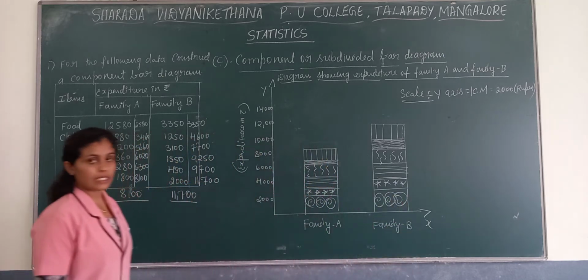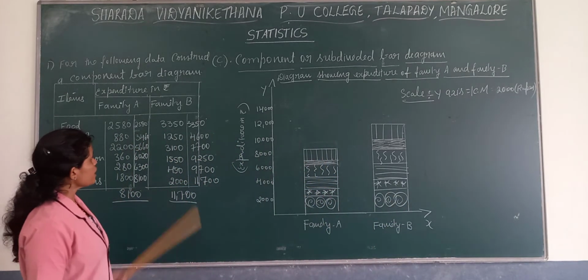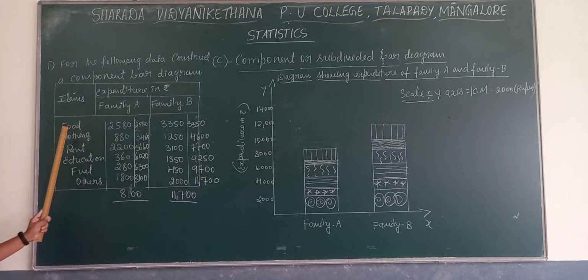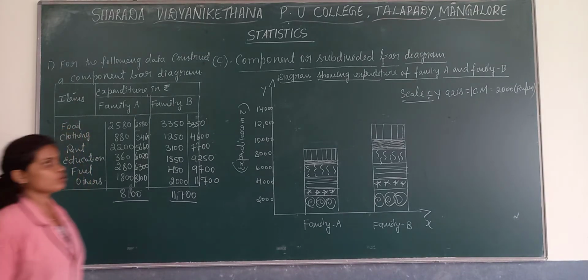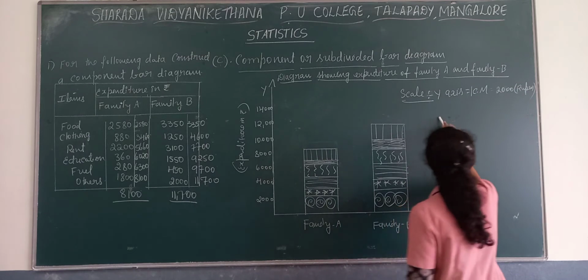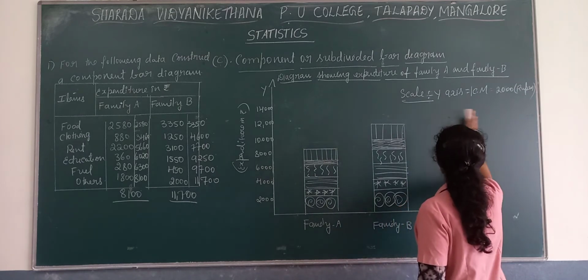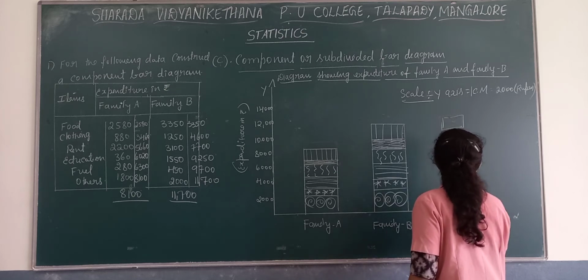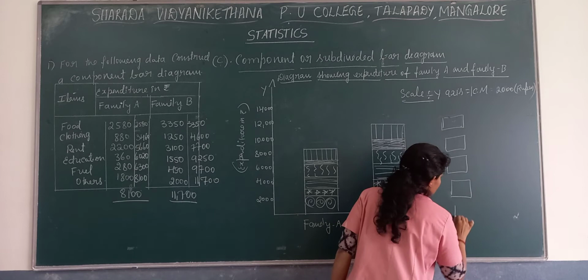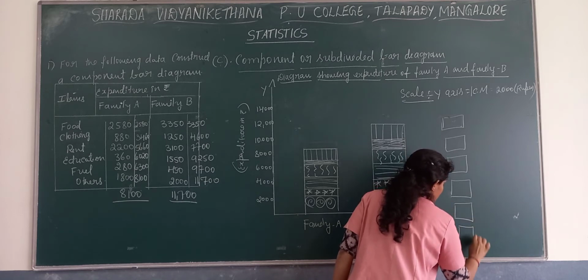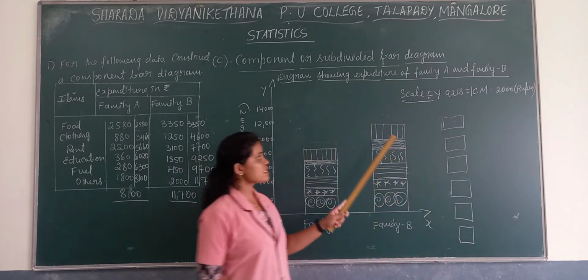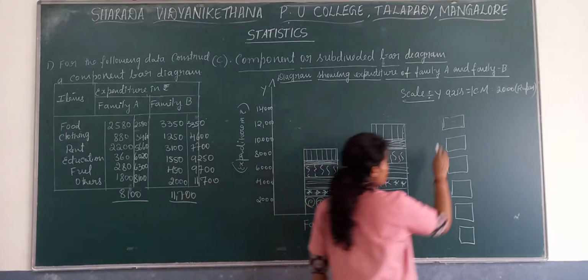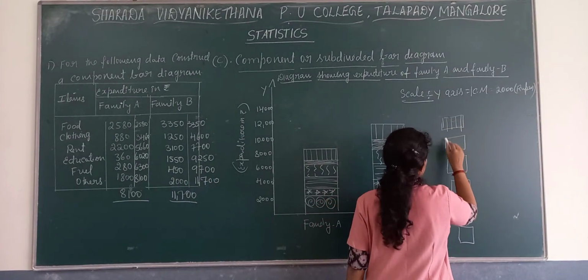Now we need to prepare the index table. How many factors do we need to show there? There we need to show 6 factors. Now we'll represent this. We'll give the same shades that we have given there.